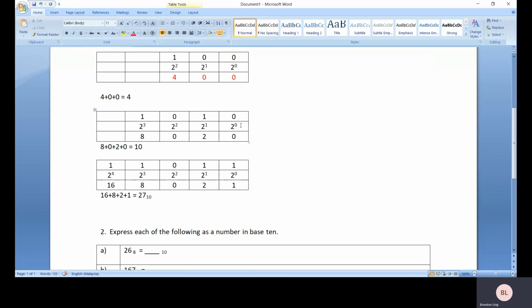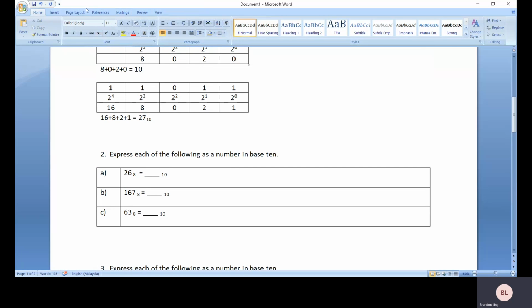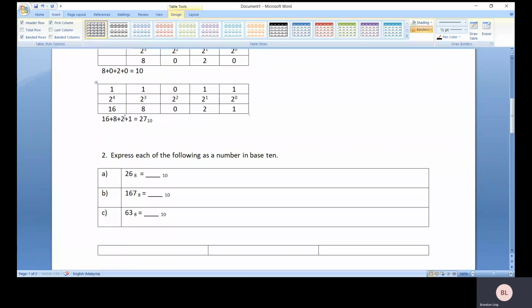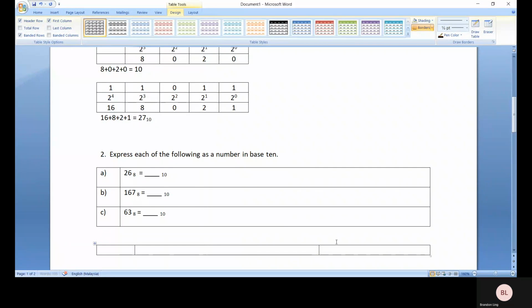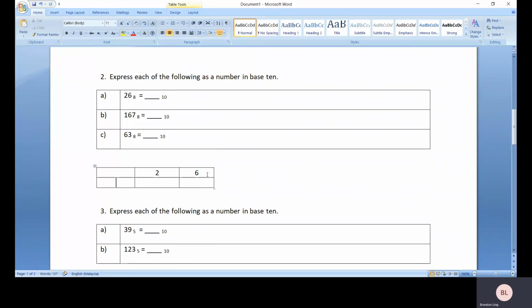So what if the number, now we convert from base 8 to base 10. Okay, so it's the same process. First, you need to list down the number, 2, 6. Next, list down 8 to the power of 0, 8 to the power of 1.